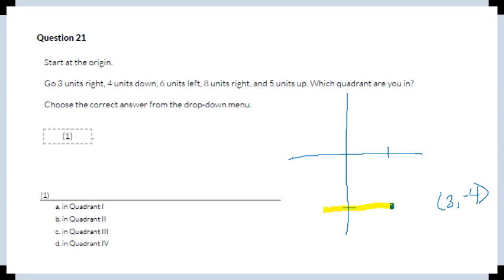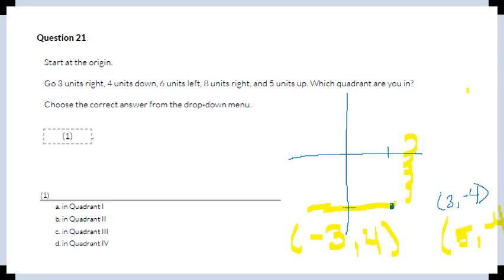And that would be at -3, 4. Okay, then we're going to go 8 units to the right, so back over. And we're now at 5, -4. And then we're going to go 5 units up. So from -4, we're going to go 1, 2, 3, 4, 5. So we're right here. Which quadrant are we in?